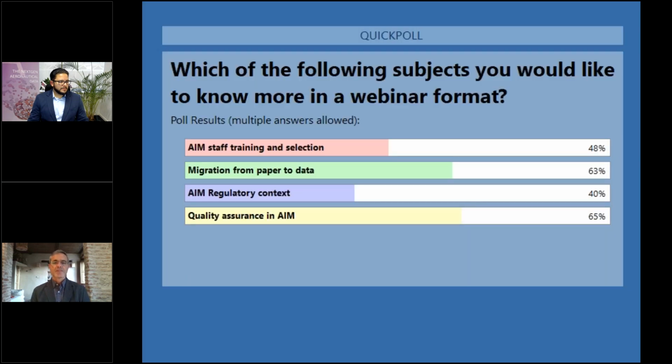So migration from paper to data, very much related to the subject of today, and quality assurance in AIM are the most interesting topics. But AIM staff training and selection is also quite high in the rate. The last one is AIM regulatory context, but still 40% of the people are interested in that. So let's say the first interests are quality assurance in AIM, migration from paper to data, AIM staff training and selection, and AIM regulatory context.